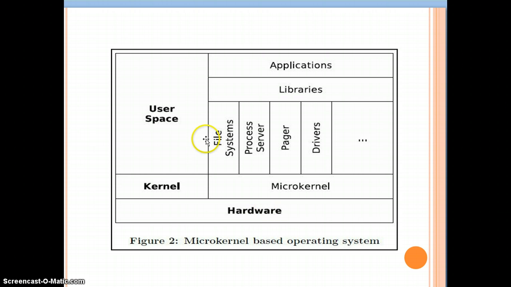The difference is that in the user space, application programs and libraries are present, but along with these, the file system, process management, inter-process communication, process server, pager, drivers, etc. are also present here. So the services that are being run reside in the user space rather than in the kernel space. In the kernel space only the microkernel is present. So the size of the kernel is small, and the execution is faster in the microkernel based operating system.